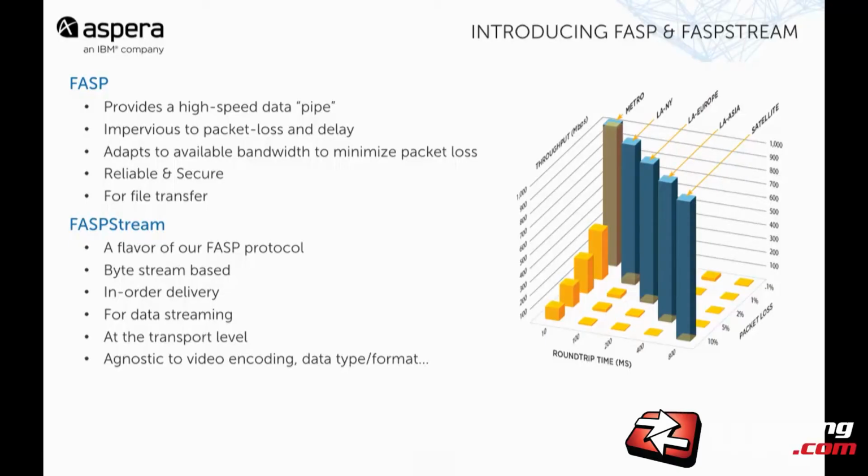And then there's its little brother, FASPSTREAM, which is really just a certain flavor of our FASP protocol. During the talk, I may say FASP or FASPSTREAM. I usually say FASP because it's shorter. It's the same protocol, but the difference is it's a byte stream-based protocol, and it provides in-order delivery, which is important for streaming. It's mostly for data streaming of any kind, but obviously it can be applied to video streaming. All of this is at the transport level, so we're completely agnostic to any video encoding, formatting, or data type. We just move the bytes.